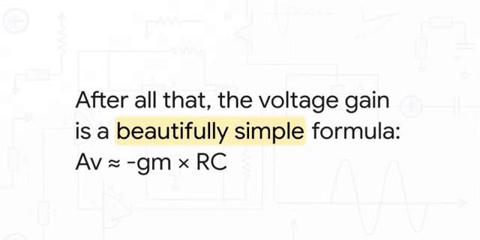And after all that work, after splitting the universe in two and morphing our circuit, what's the payoff? It's this incredibly, beautifully simple formula. The voltage gain of the whole amplifier is just negative gm times RC, your collector resistor. That's it. All that complicated semiconductor physics, all those curves, it all boils down to that one elegant little equation.